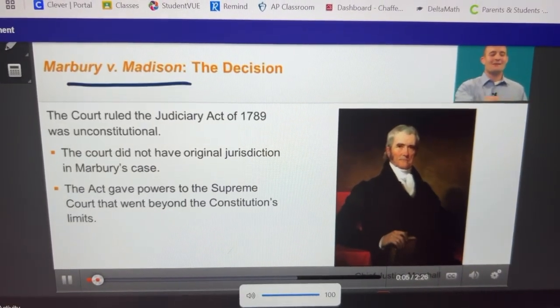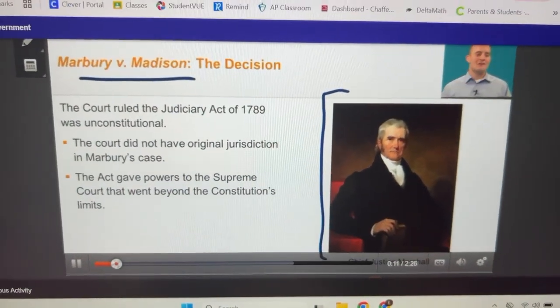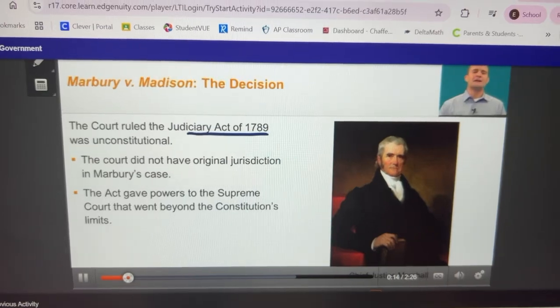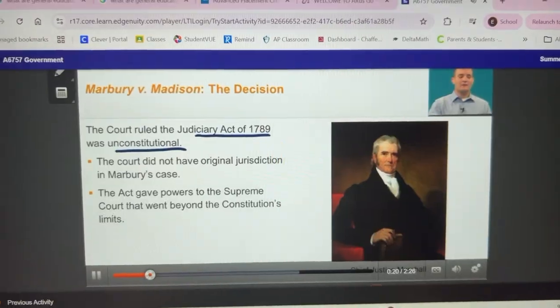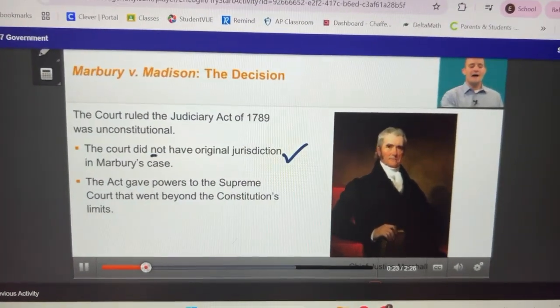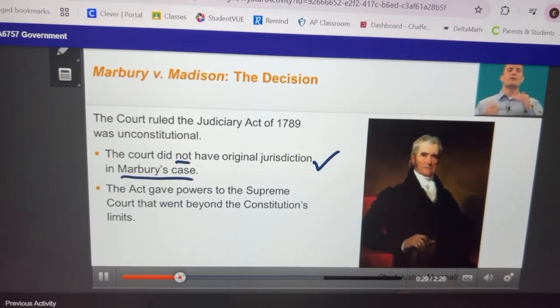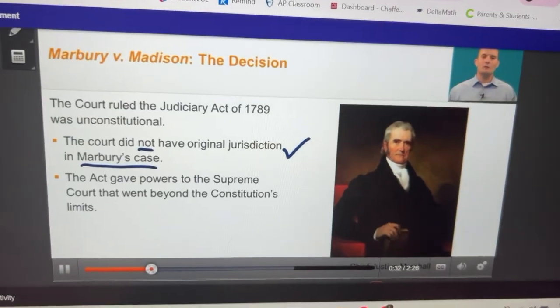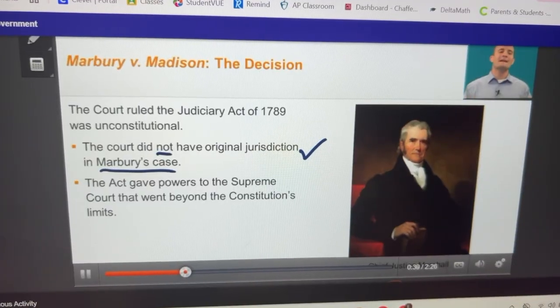The decision of Marbury versus Madison was this: the Supreme Court, under the leadership of Chief Justice John Marshall, ruled that the Judiciary Act of 1789 was unconstitutional. So that was the first thing. As part of it, they ruled that the court did not have original jurisdiction in the Marbury case. Because they didn't have original jurisdiction, for it to go directly to the Supreme Court, it was ruled that the Supreme Court could not hear the Marbury case, and it ruled against Marbury.